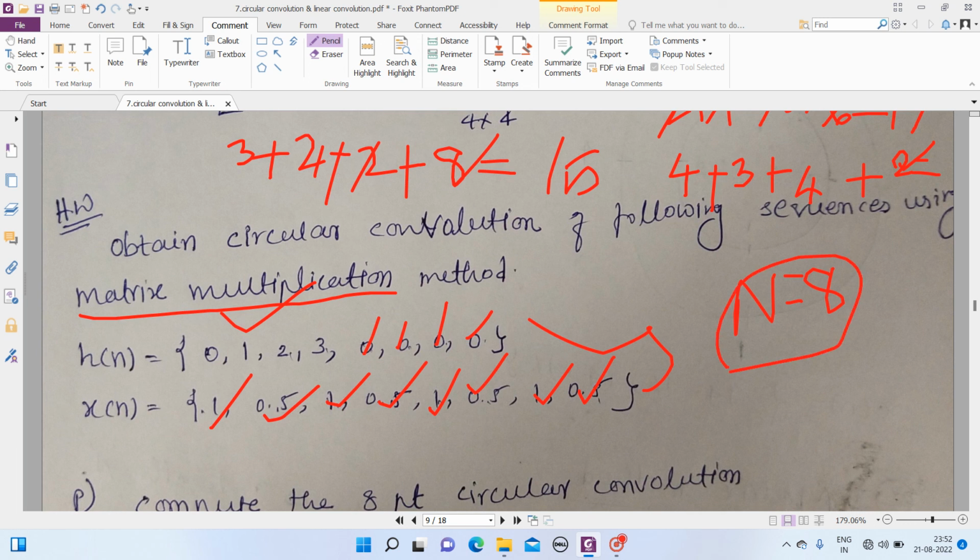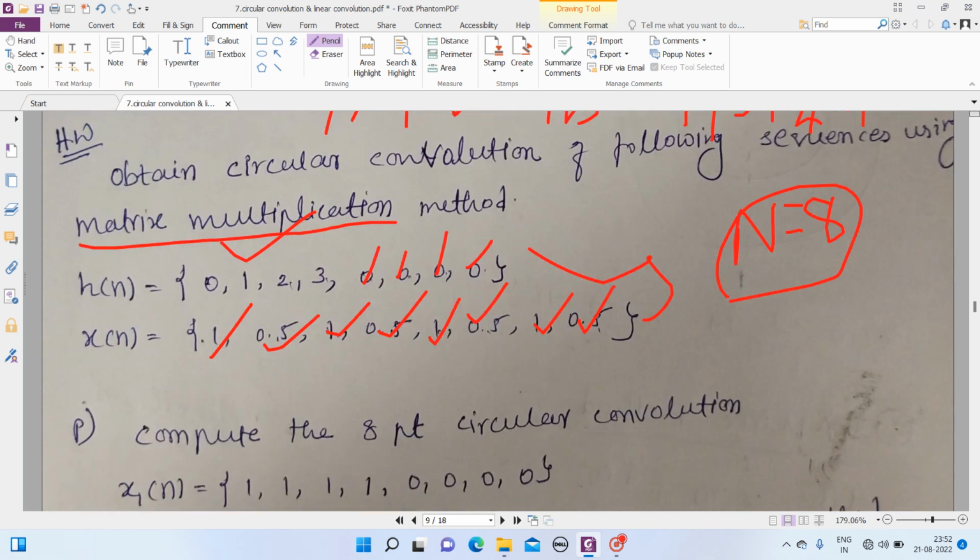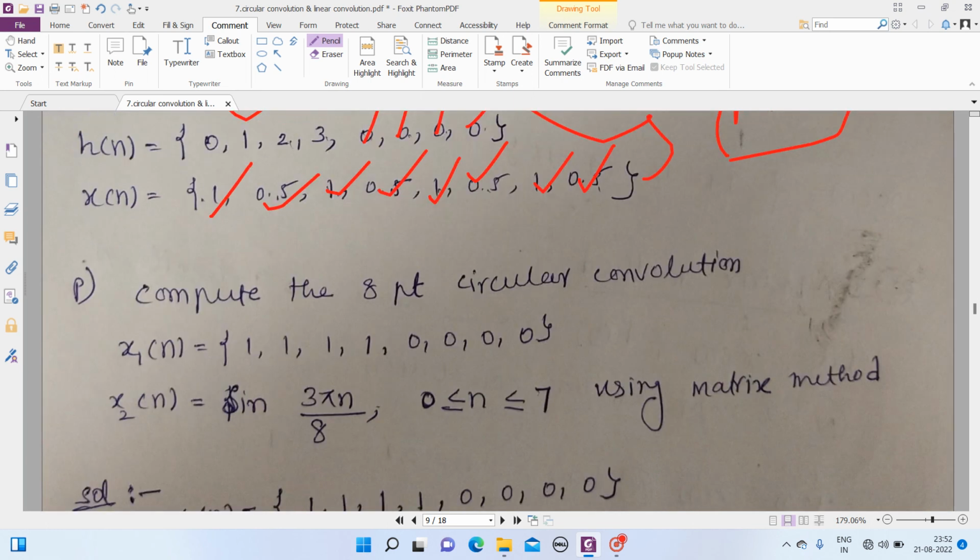So this is another question. Usually, in order to confuse you, they will ask the question like this. They won't give the sequence directly. Sometimes they will ask the question like this, so you have to find out the sequence for this x of n.